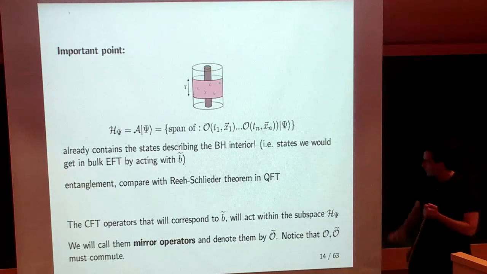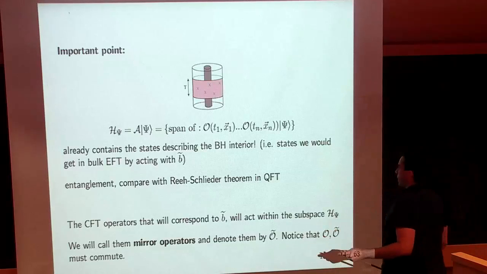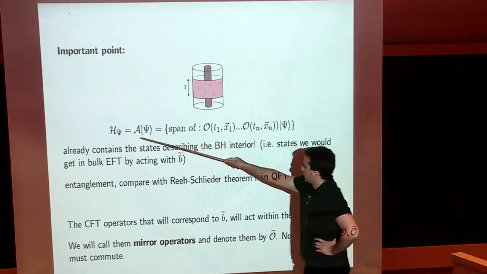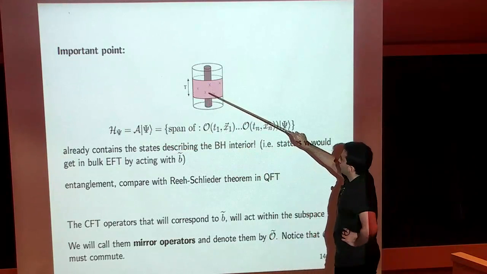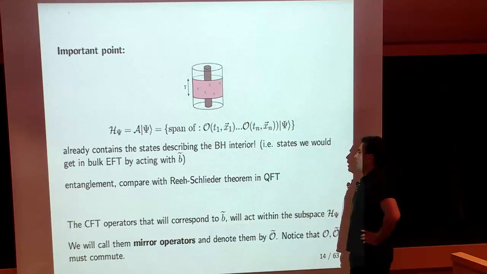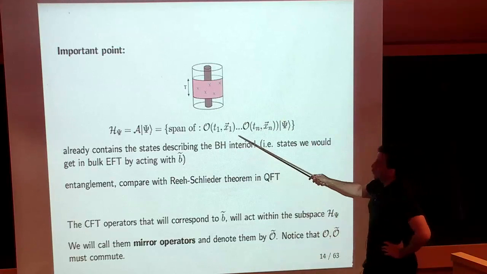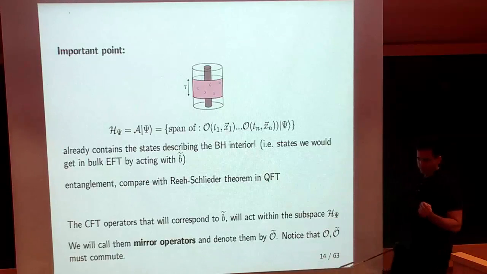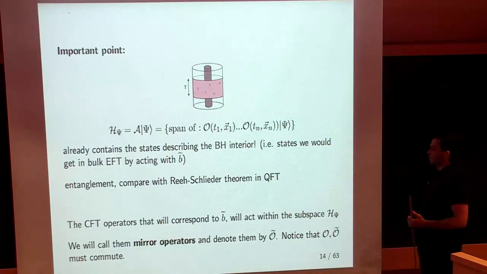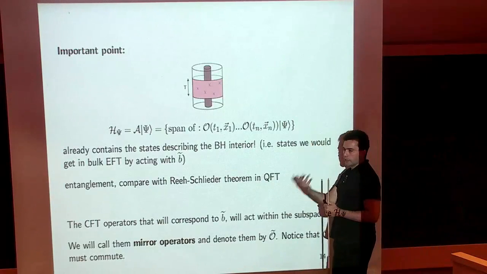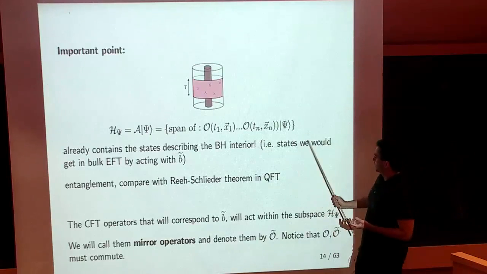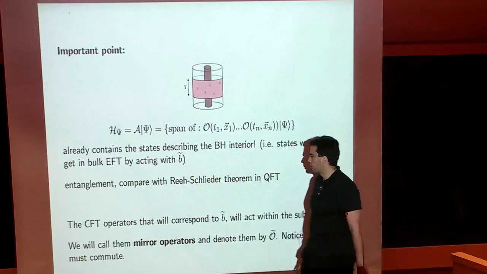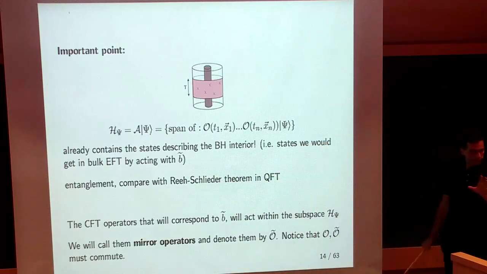So let me also emphasize a very important point, that even though we got the subspace by acting with simple operators in the conformal theory, I want to make the claim that this space already contains states in which the black hole interior has been excited. So these are states that you would get in the bulk by acting with operators B tilde in the interior of the black hole. Now, you may find this a bit surprising, but it's not very unusual.